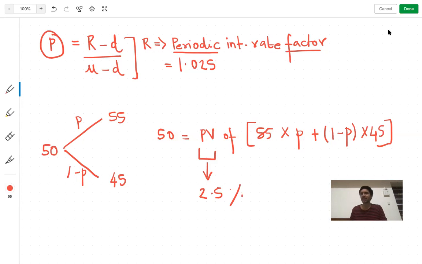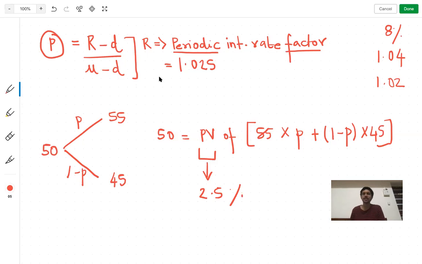Had it been, let's say, hypothetically 8% per annum, then it would be 1.04. The periodic interest rate factor would have been 1.04. If we are evaluating, let's say, a 3-month option where the interest rate per annum is 8%, then it would have been 1.02, because the periodic interest rate is 2% and the periodic interest rate factor is 1 plus R, which is 1 plus 0.02, which is 1.02.